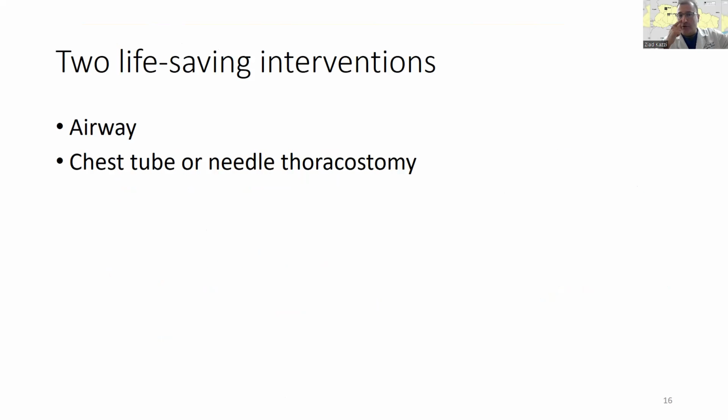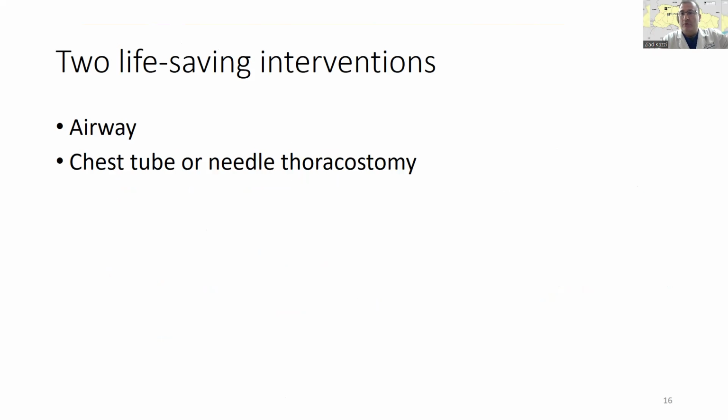If you are going to add to the tourniquet 2 other life-saving interventions, I think airway is definitely high up there in the high-value procedures that you can do, as well as a chest tube or needle thoracostomy to relieve a tension pneumothorax. So if you have these 3 life-saving interventions in mind: stopping the bleeding with a tourniquet or direct pressure, securing the airway by intubation or some sort of temporizing airway measure, and relieving a tension pneumothorax, these are the 3 proven ways to save someone's life after a blast injury.